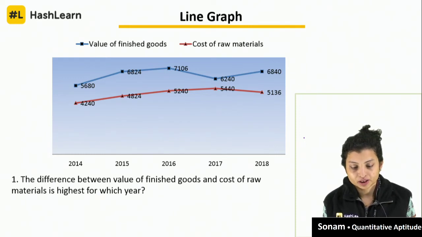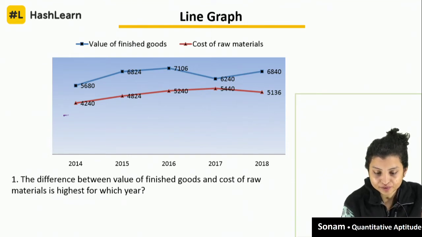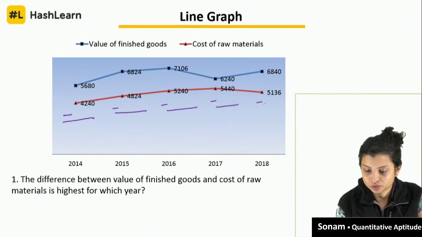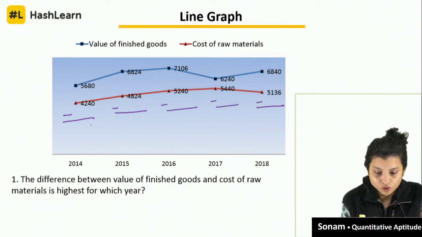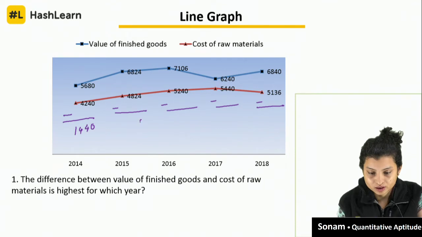The difference between the value of the finished good and the cost of raw material is highest for which year? Let's take the difference here itself, because I just need to subtract these two. So 0, 4, 4 and 1. That is the difference over here. This is 0, 0, 0, 2.